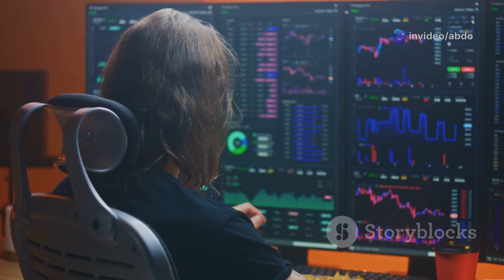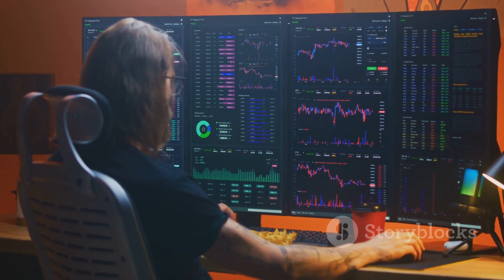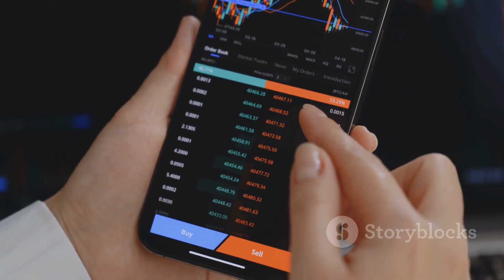How much risk am I willing to take? If you're risk-averse, spot trading is generally safer. Am I looking to make quick profits or hold for the long term? Spot trading is more suitable for long-term holding.